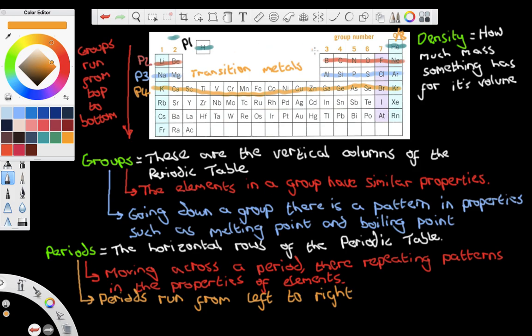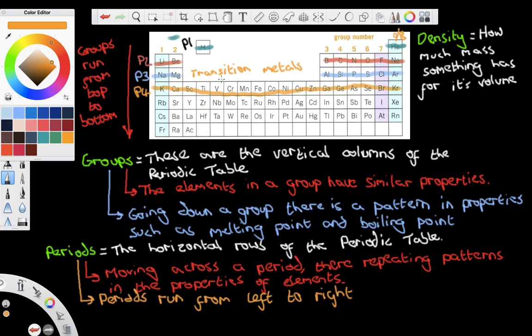So they are the horizontal rows. These are the groups that go from top to bottom. These are the periods that go from left to right. Now, as you move across a period, things like melting point show a repeating pattern.